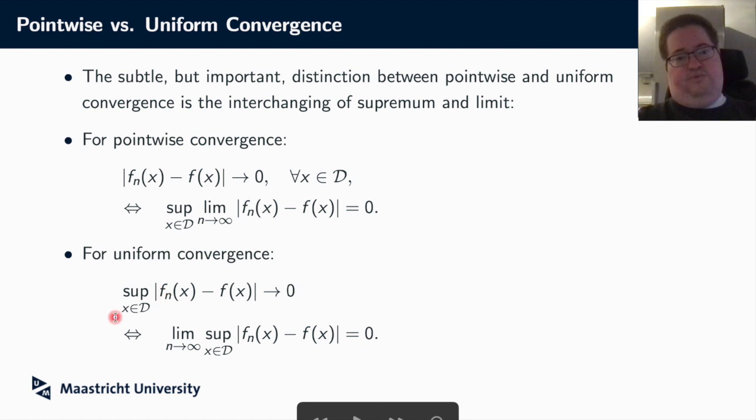Now, what does uniform convergence say? Well, it says first take your supremum, and then afterwards you look whether this converges to 0. So first we take the supremum of f_n minus f, and then we take the limit of n going to infinity. So what we have done is we have swapped the order in which we take supremum and limits. Now this very subtle difference can turn out to really have big implications.